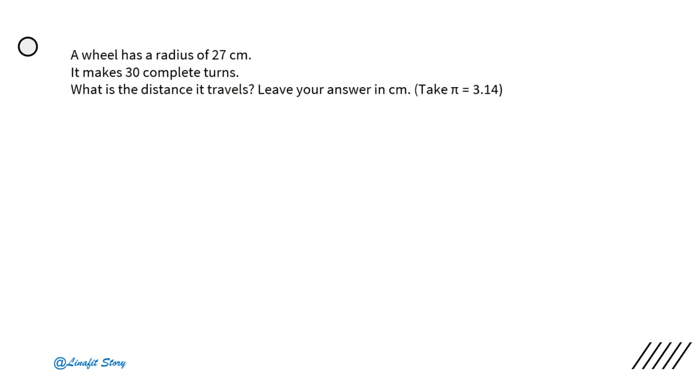A wheel has a radius of 27 cm. It makes 30 complete turns. What is the distance it travels? Leave your answer in cm. Take pi equals 3.14. So over here, it makes 30 complete turns. So we should find its circumference, which equals pi times diameter.